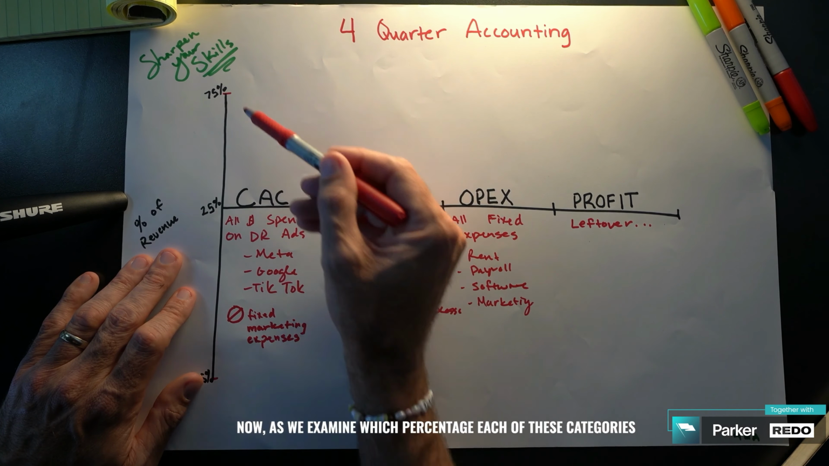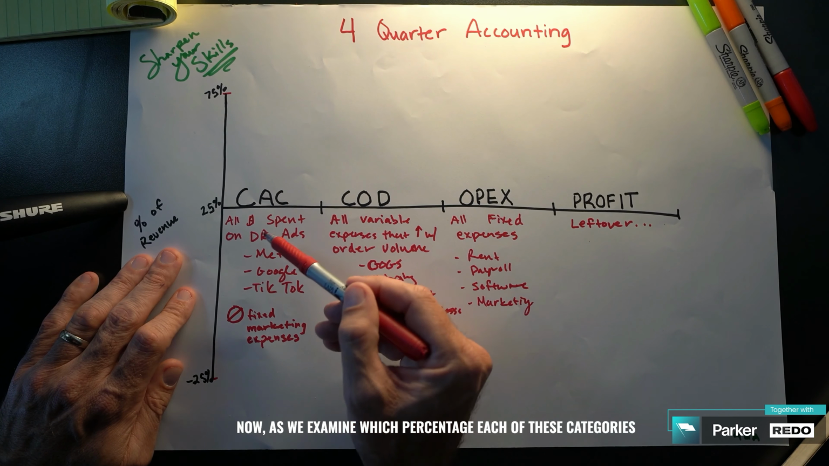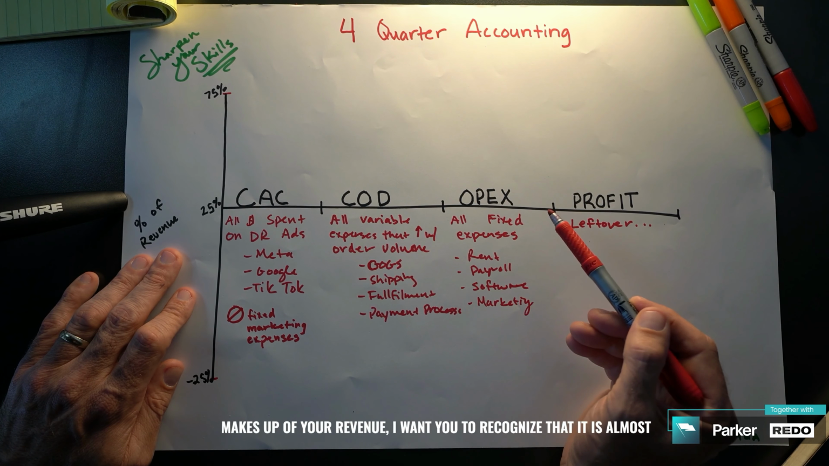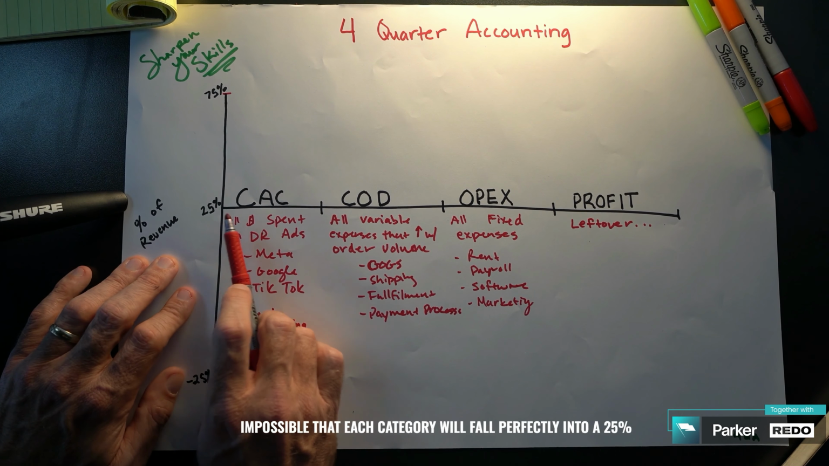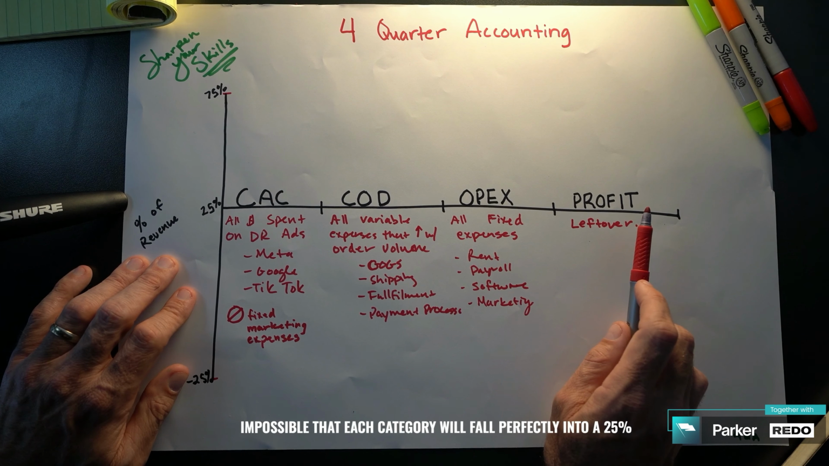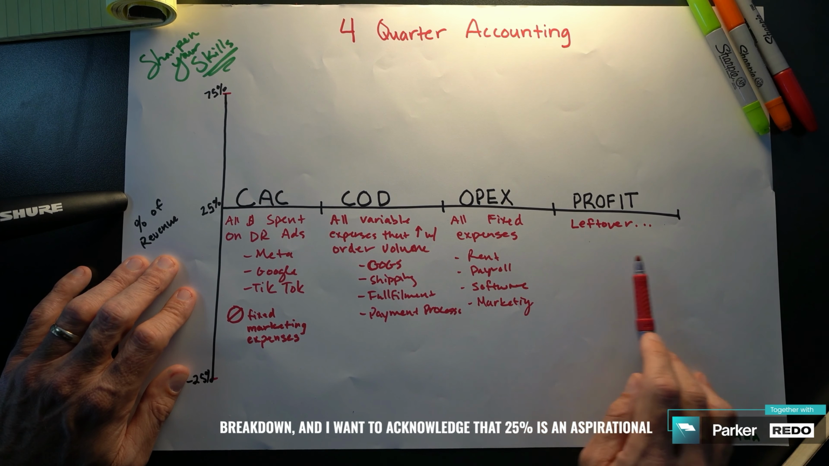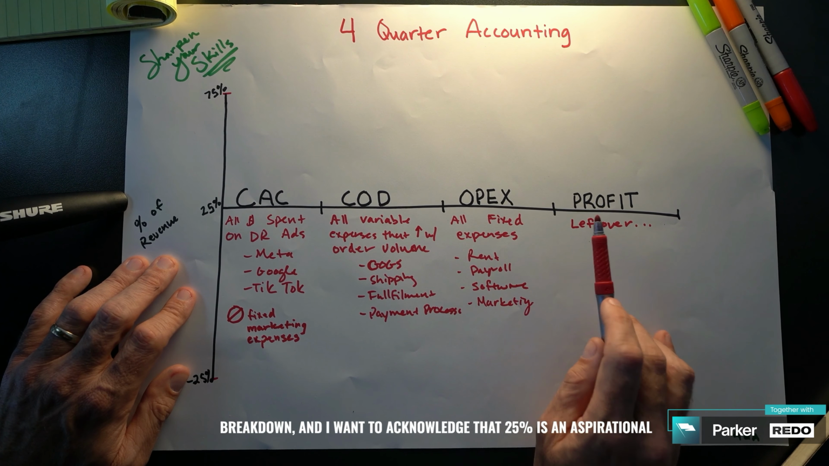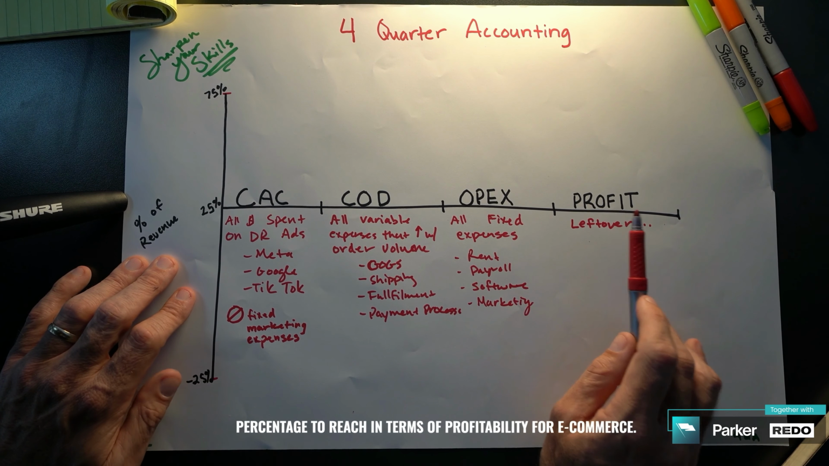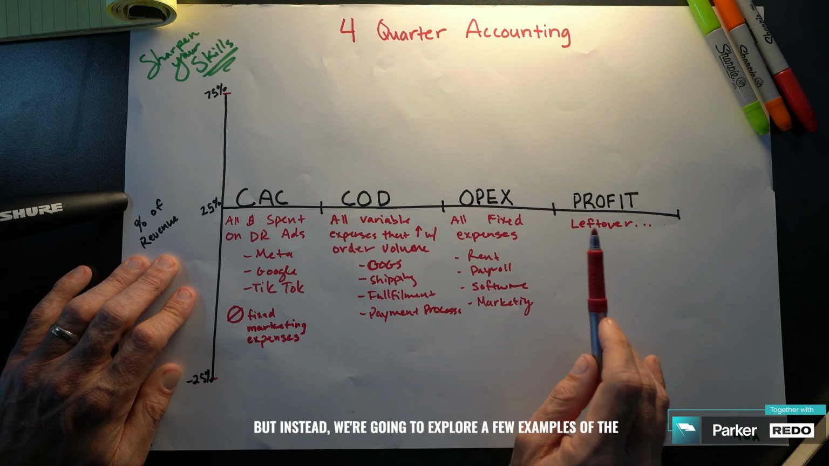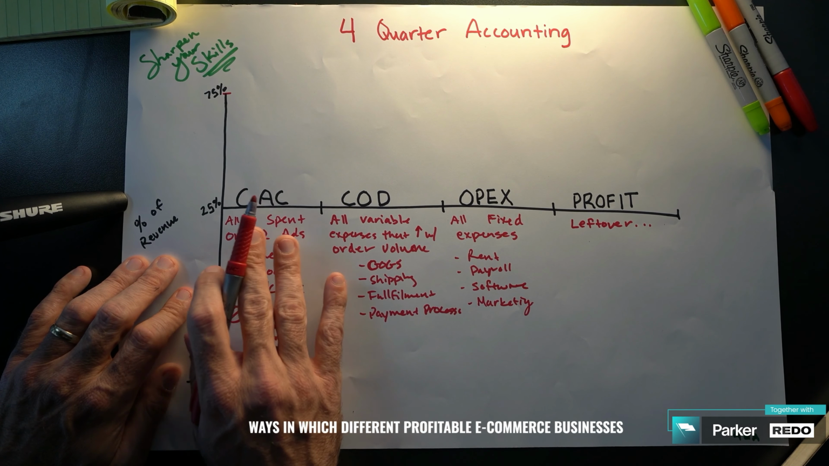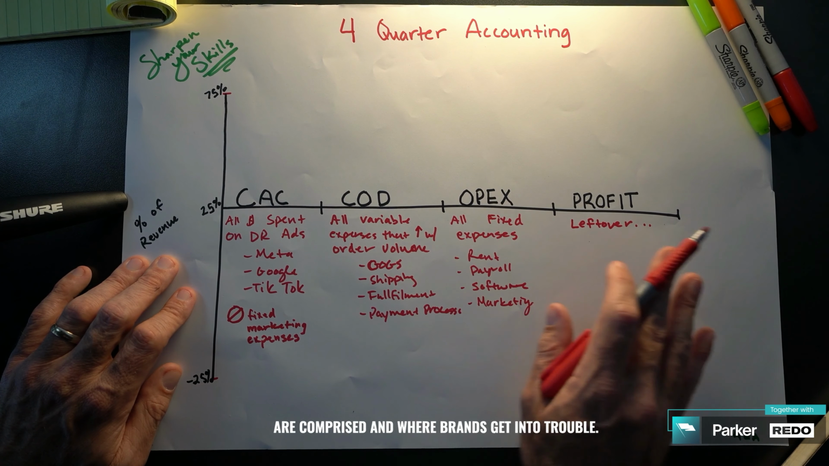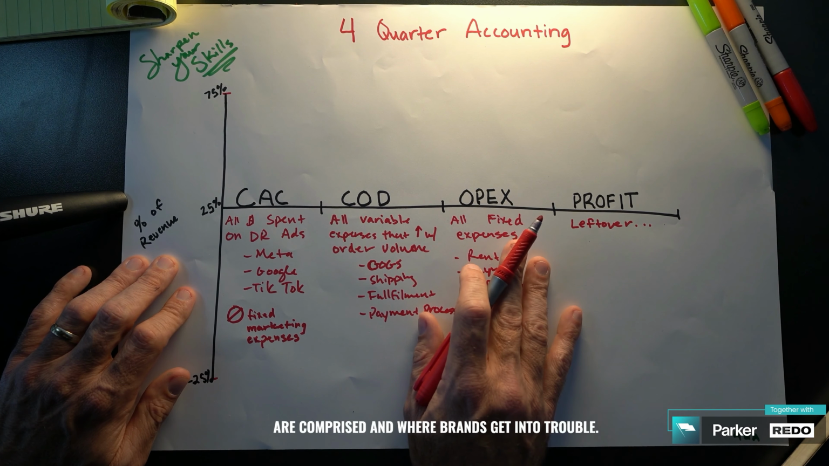Now, as we examine which percentage each of these categories makes up of your revenue, I want you to recognize that it is almost impossible that each category will fall perfectly into a 25% breakdown. And I want to acknowledge that 25% is an aspirational percentage to reach in terms of profitability for e-commerce. But instead, we're going to explore a few examples of the ways in which different profitable e-commerce businesses are comprised and where brands get into trouble.